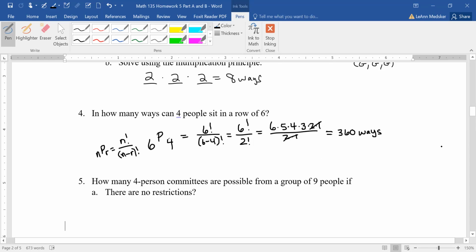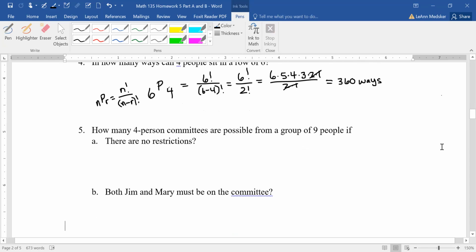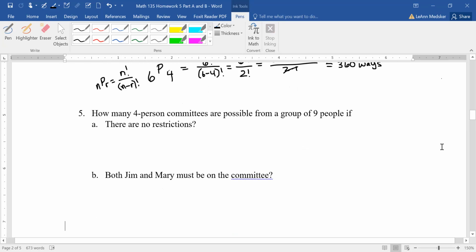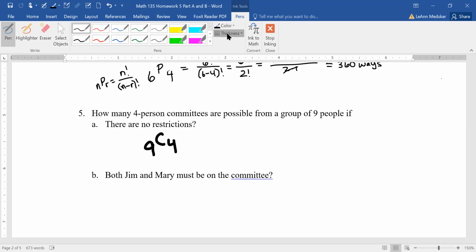Okay, let's look at the next one. It says, how many 4-person committees are possible from a group of 9 people if there are no restrictions? First of all, it doesn't seem like order matters. When you make committees, unless you're giving someone a position of power, like the first person picked is the president, then usually a committee is just grouping people together as a set and you don't care what order they were picked in. So this is going to be combinations. If there are no restrictions, that means we have 9 people and choose 4 of them for the committee. Again, we have to know our formula, but it's also on your calculator.